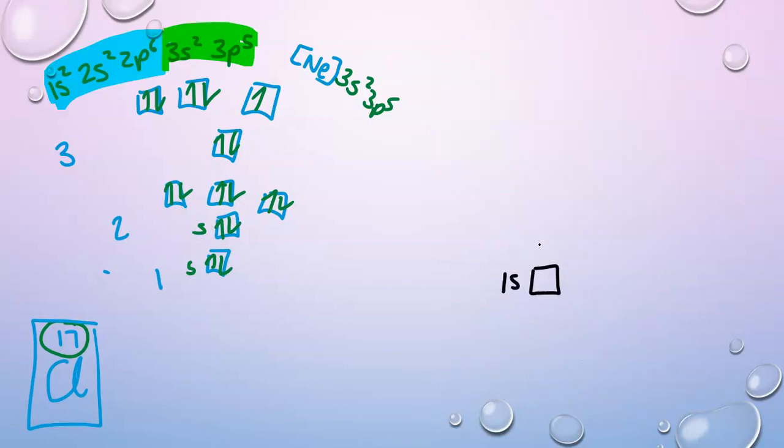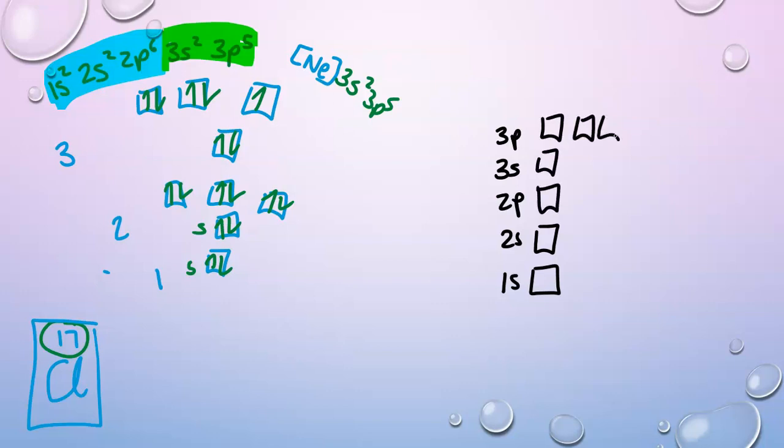So there's our 1s orbital. Then we have the 2s and 2p, and then we'll have a 3s and a 3p. We put them nice on top of each other. The p orbitals have 3 blocks. And there. And then I'm going to add the electrons just the way I said.